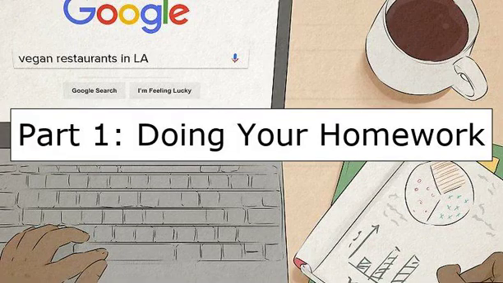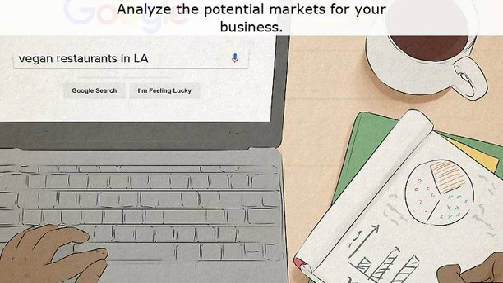Part 1. Doing your homework. Step 1. Analyze the potential markets for your business. Consider which segment of the local and/or international population will be seeking to use your products or services. This needs to be more than mere guesswork and involves doing accurate and intelligent research. You need to analyze secondary research collected by outside observers, as well as getting primary research that you collect yourself, with your own methods and observations.